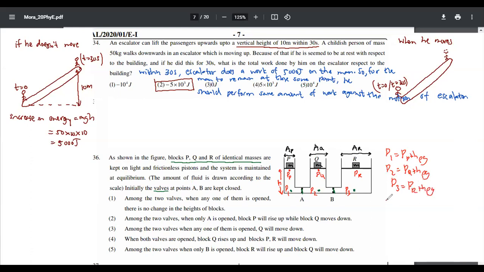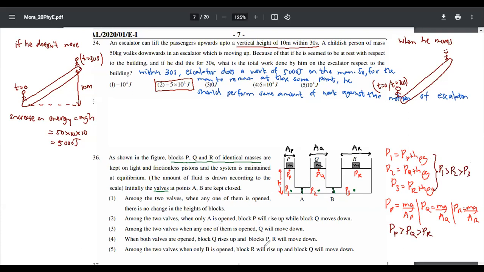And PP is going to be equal to mg over AP. PQ is going to be equal to mg over AQ. And PR is going to be equal to mg over AR. Which pressure is larger here among these pressures? Definitely PP is the larger value because of smaller area, so larger pressure, same weight. If PP is the larger value, H rho G is common in everything. Among these three, who is the larger value? P1, P2, P3.